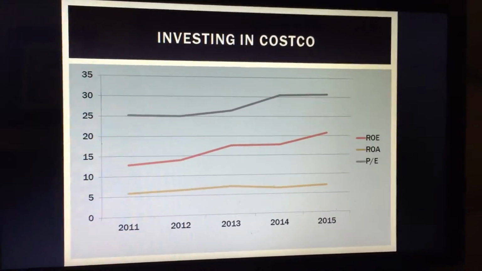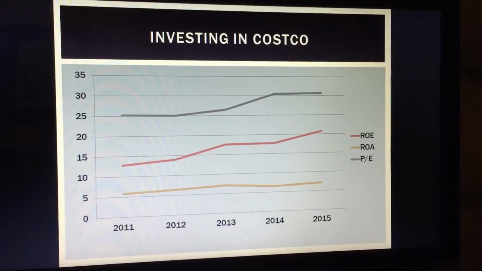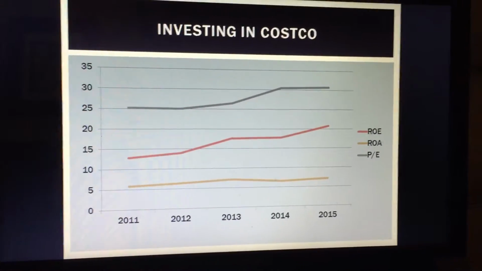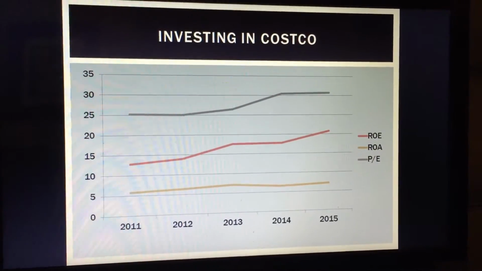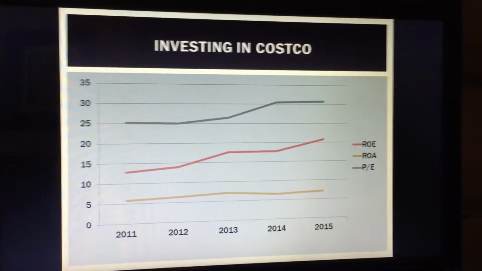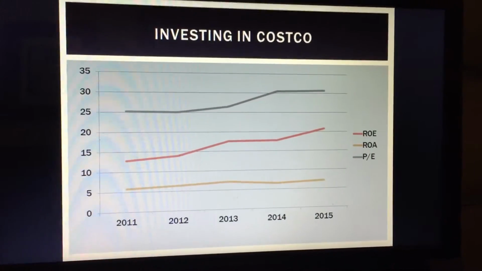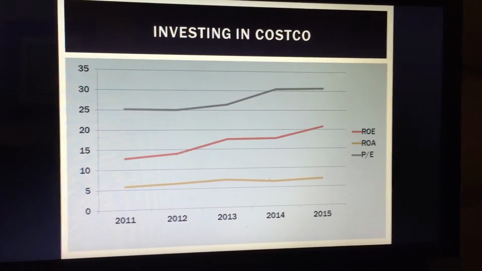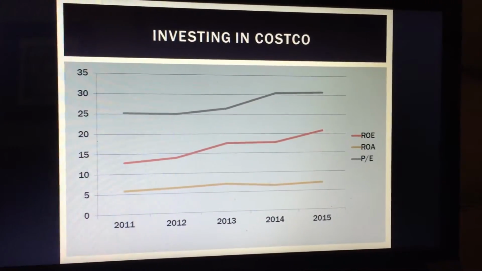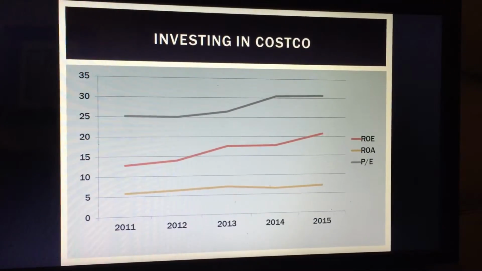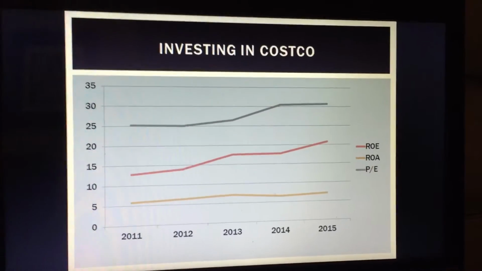Their net income to equity ratio shows that they're making, currently at 2015, about $21 per every dollar in equity that they have, and their return on assets is significantly lower. They're only returning about $6 per every dollar in assets, which is not very good.